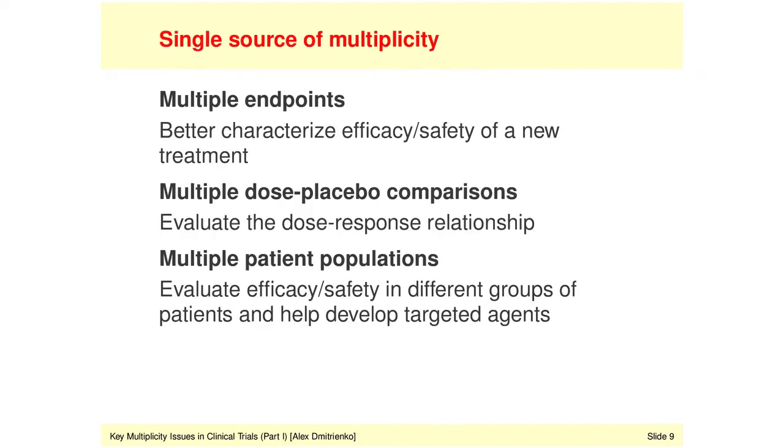I will give several quick examples of trials with a single source of multiplicity, and we will discuss each one of them in much more detail when we get to Module A. Beginning with multiple endpoints. Multiplicity may be caused in a clinical trial by multiple criteria for assessing experimental treatments. Multiple criteria are very frequently required to accurately characterize various aspects of the efficacy and safety profiles, and this may lead to several primary efficacy endpoints. That, of course, contributes to multiplicity.